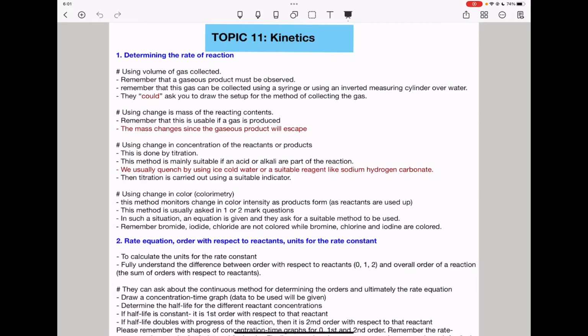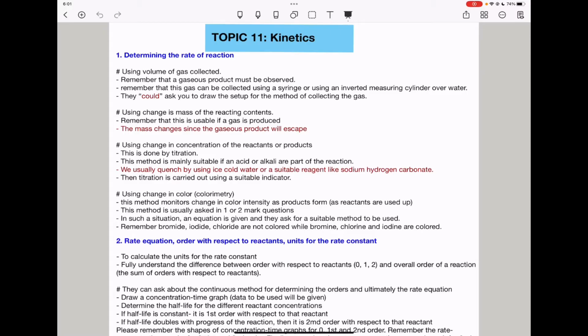This could be by collecting a specific volume of gas within a specific period of time, so that the rate of that reaction will be the change in volume, or the volume of gas collected, divided by the time in which that gas volume has been collected. In this case, the gas can be collected using a syringe, or we can use a measuring cylinder that is inverted over water, and then we can measure the rate of this reaction by dividing the volume of gas collected within a specific time to give you the rate of a reaction.